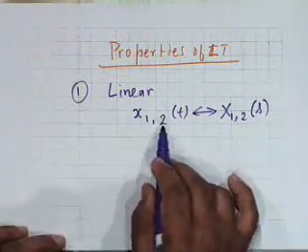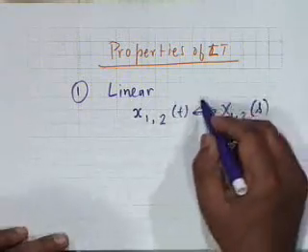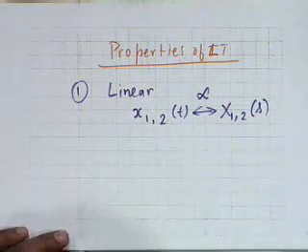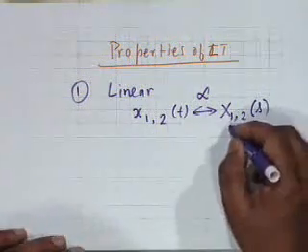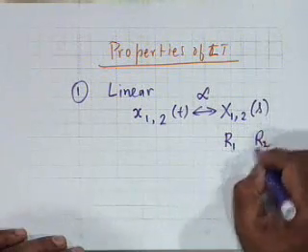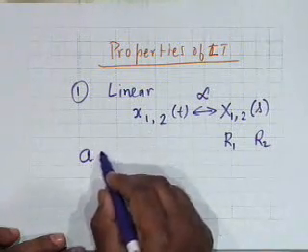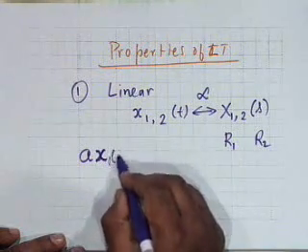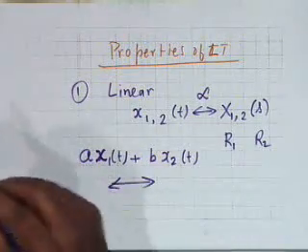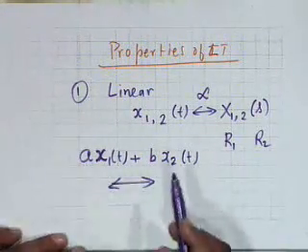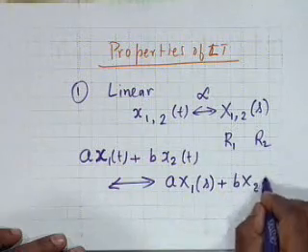It means that if x1 leads to capital X1 of S, small x2 leads to capital X2 of S by Laplace transformation, well, obviously the regions of convergence may be different. They are not necessarily the same. Suppose the regions of convergence are R1 and R2, all right. Then linearity states that if you multiply small x1 by A and x2 by B, then I have capital A X1 of S plus B X2 of S.